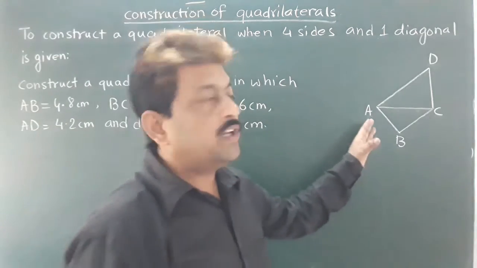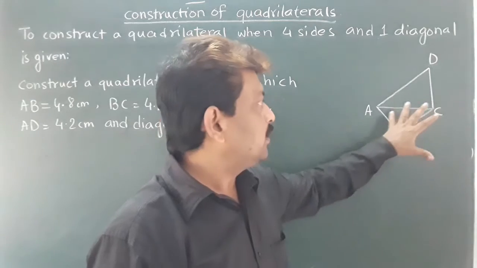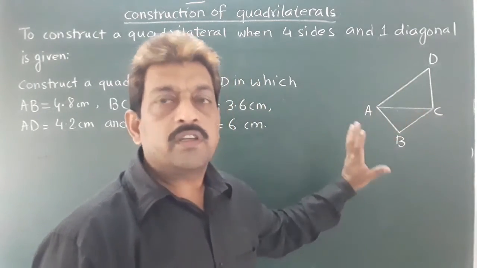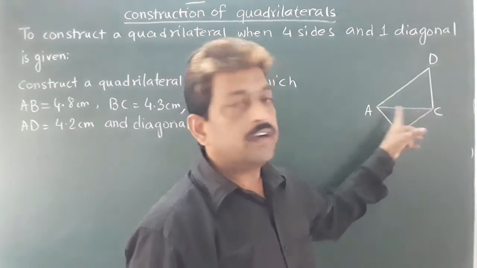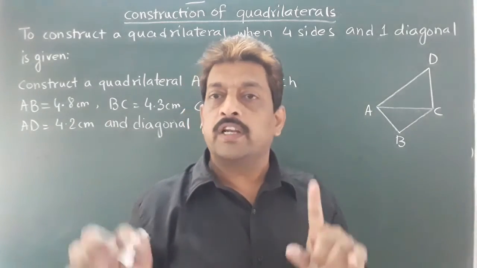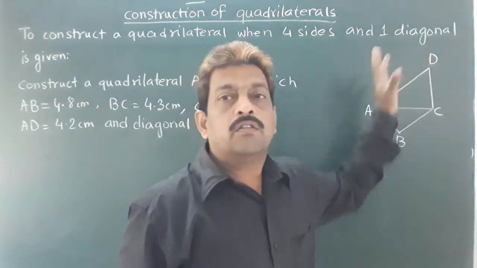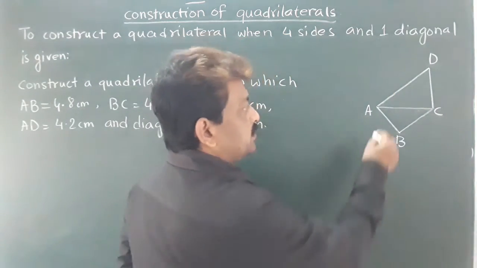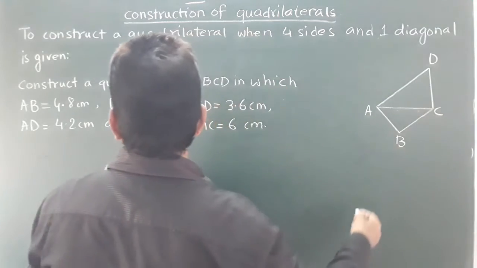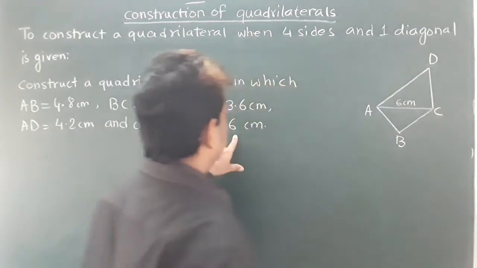Okay, so here is the rough diagram, that is quadrilateral ABCD. I have drawn it without any measurement. I have taken the diagonal AC as horizontal. Always draw the diagonal horizontal if possible and then draw the other sides. So AC is the diagonal of this quadrilateral whose measure is given as 6 cm. So write it here on the diagram.